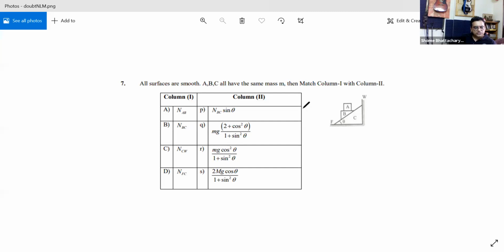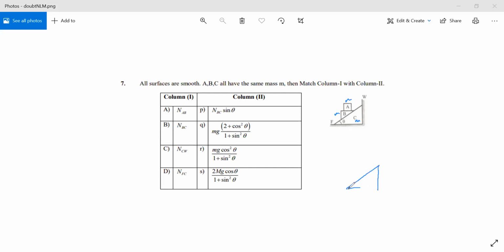So all the surfaces are smooth, and the blocks all have the same mass. This is actually a triangular wedge which is of mass m. This is a block, there's another block of mass m. So what will happen to C over here? Darsh, can you tell me this? What do you expect happening to C, the block C? Should it be moving or? Sir, C should remain stationary.